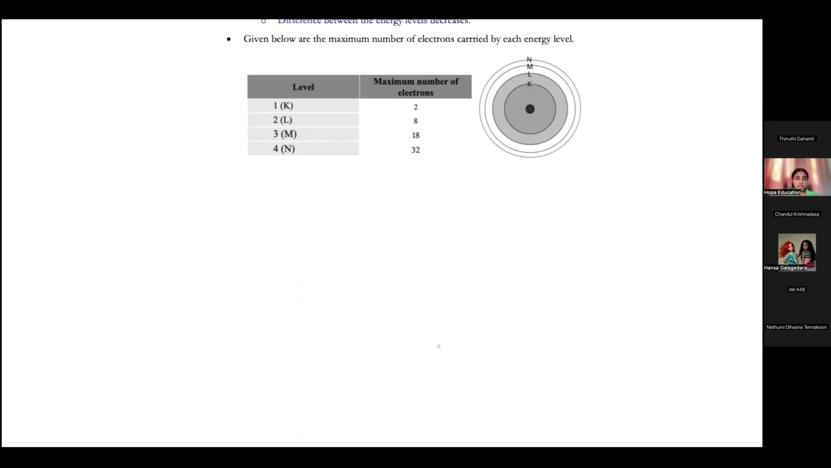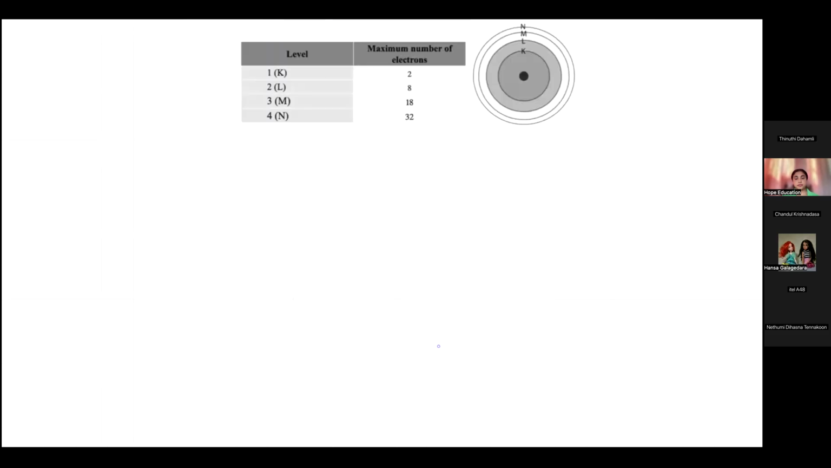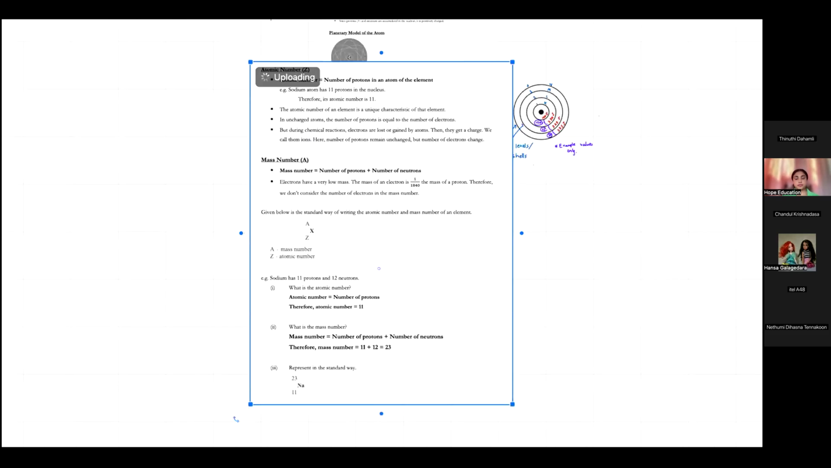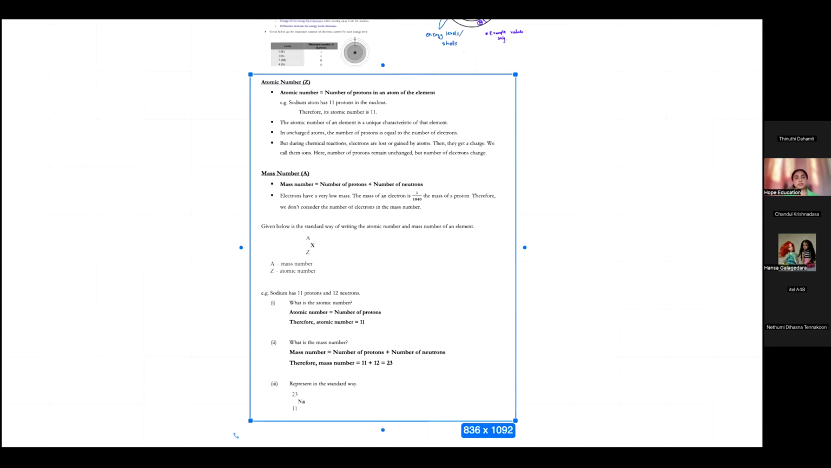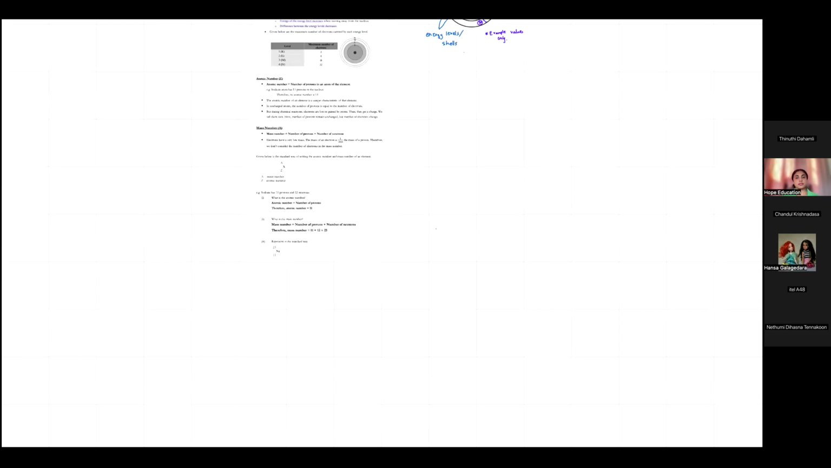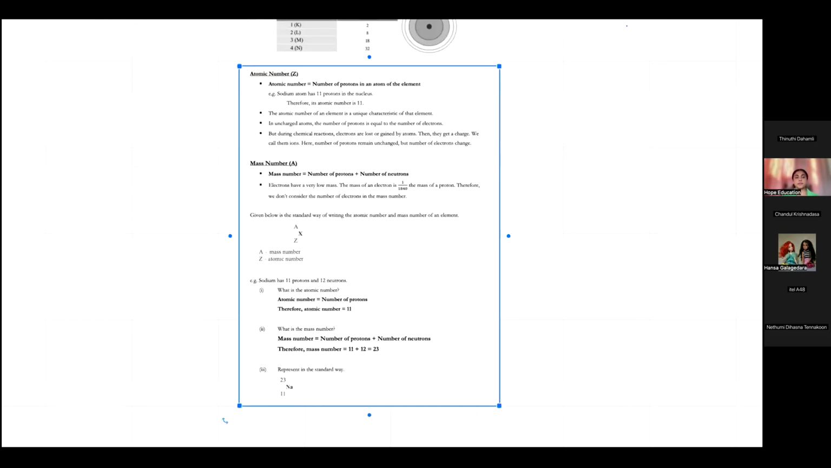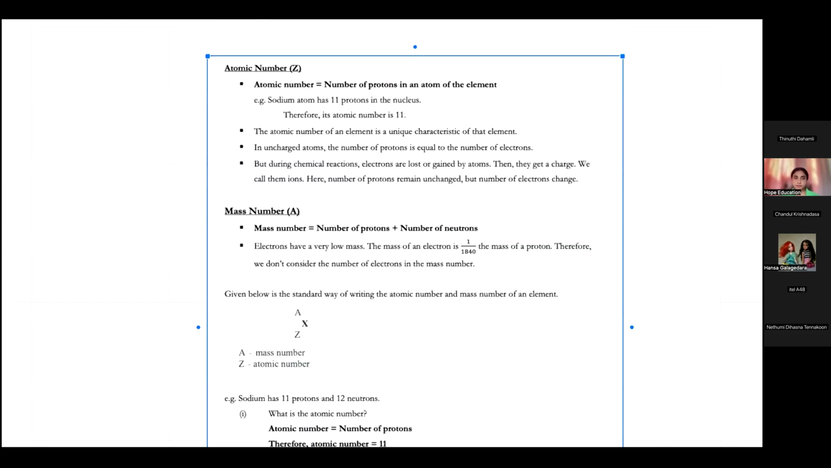Okay, let's move on to the next page of the note. You can turn to the next page, page number 3. Excuse me. Let me get the page to the whiteboard as well. Okay, page number 3.